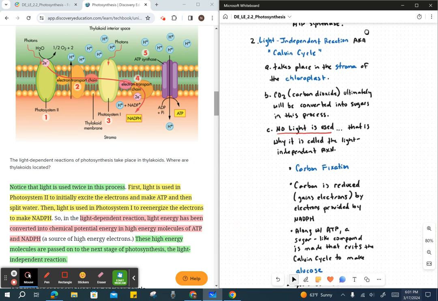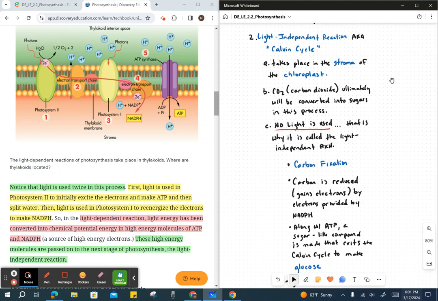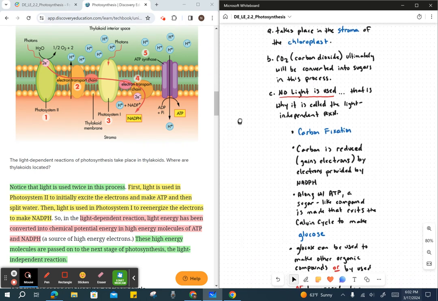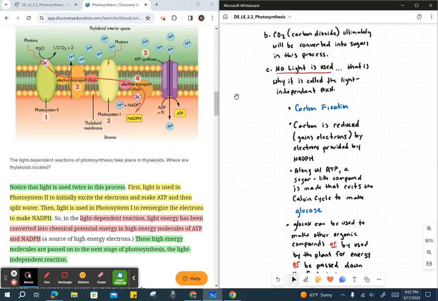I told you there were two stages. There was the light dependent stage, which required energy from the sun, and you have the second stage, which does not require any light at all. We call it a light independent reaction, also known as the Calvin cycle. And this takes place inside the stroma of a chloroplast. Okay, and again, you're going to have to take a look at some videos and pictures just to visualize that. So what's happening here in the second stage?